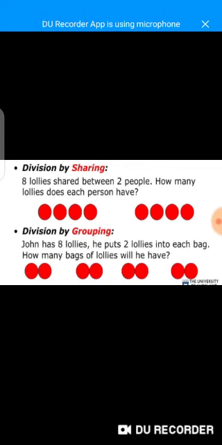We'll discover that while we are sharing, we shared 8 between 2 people, and we get 4 for each person, and that is our answer. While in grouping, we share the same 8 lollies into groups of 2, and when we count the number of groups, we get 4 groups. So we find out at the end of the day, when you are sharing and grouping, you arrive at the same answer. When you are grouping, the difference is counting the number of groups. Then when you are sharing, you count the number of items each person gets, and that will be your answer.